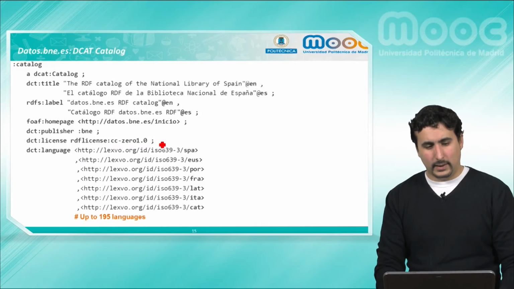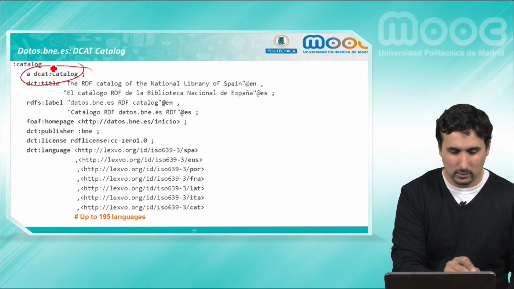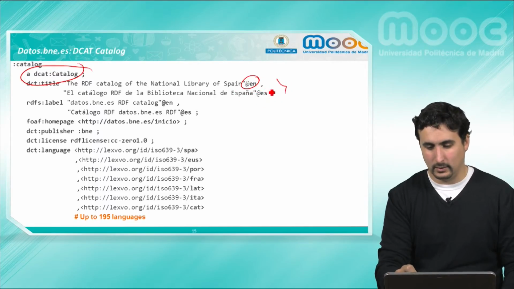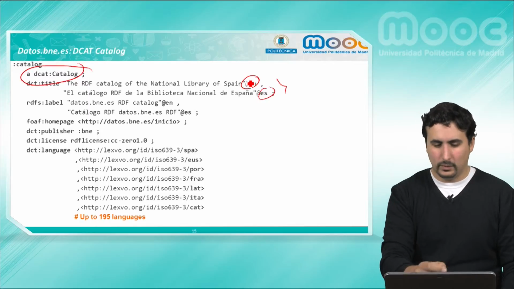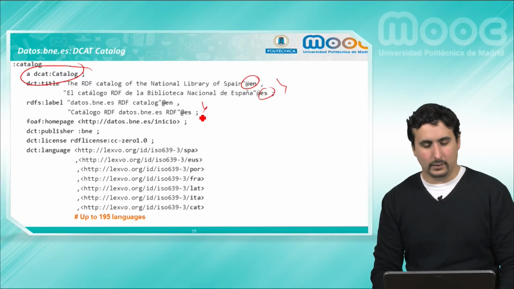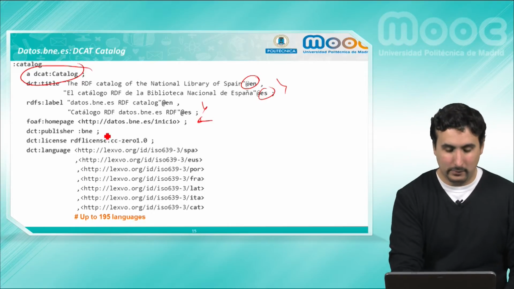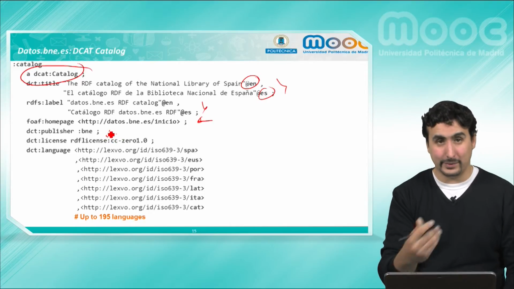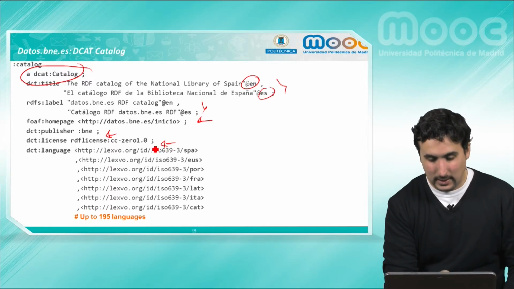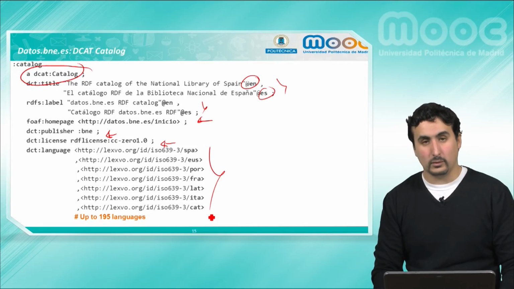As we see here, we are defining the catalog entity as a DCAT data catalog with information about the title, in this case both in Spanish and in English, with some extra information using RDFS label that we introduced in the RDF module, information about the homepage, the publisher, which in this case is the BNE representing the Spanish National Library, the access license, and the different languages that are supported on it, which are more than 200.